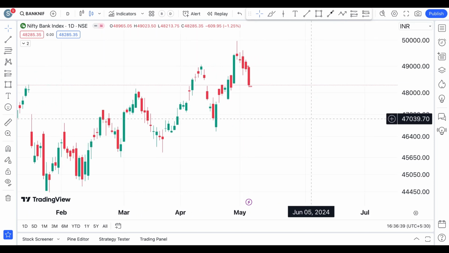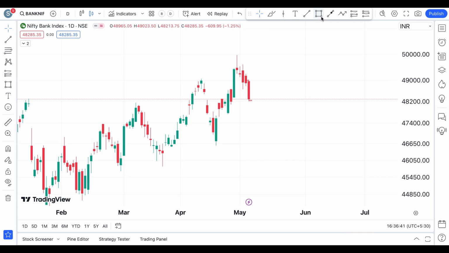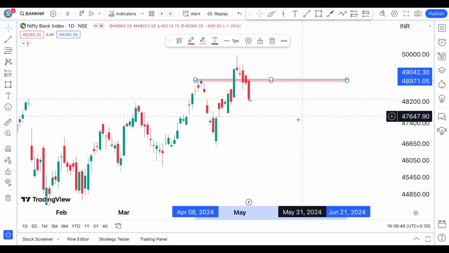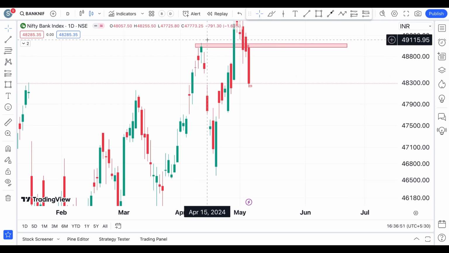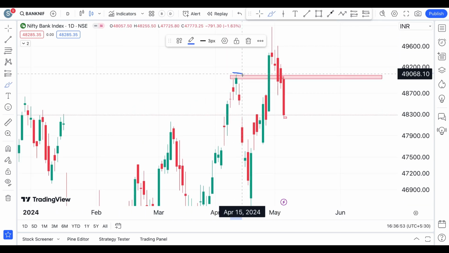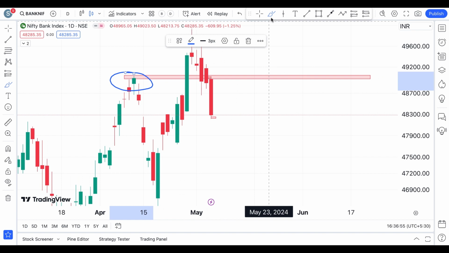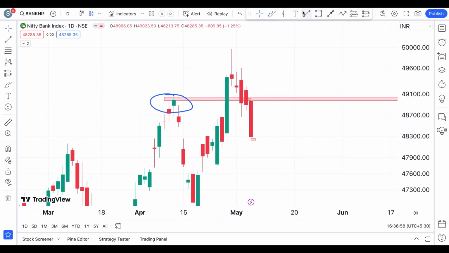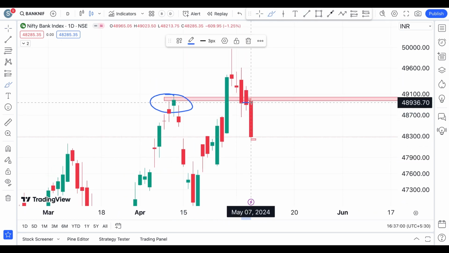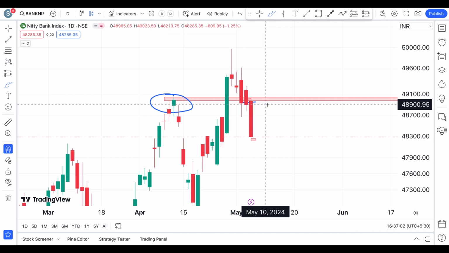So, let's straight away start with the Bank Nifty's chart right here. This is a daily chart of Bank Nifty, right? We discussed yesterday that we have seen a double close below this level, because this was a previous swing high in the Bank Nifty, and it has seen a double close here, with this and this, as a double close under that level.